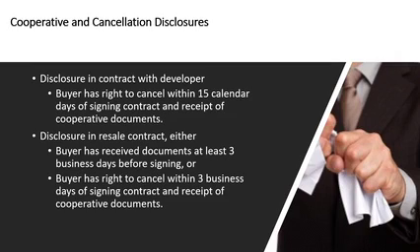Cooperatives and cancellation disclosures. There must be a disclosure in the contract with the developer that states the buyer has a right to cancel within 15 calendar days of signing the contract and receipt of the cooperative documents. Disclosure in resale contracts has to state either the buyers received the documents 3 business days before signing, or the buyer has a right to cancel within 3 business days of signing the contract and receipt of the cooperative documents.